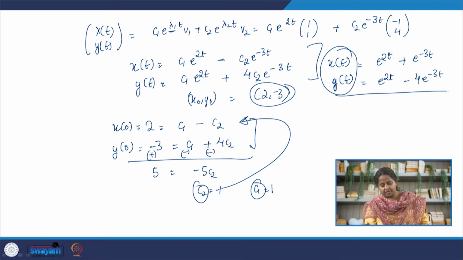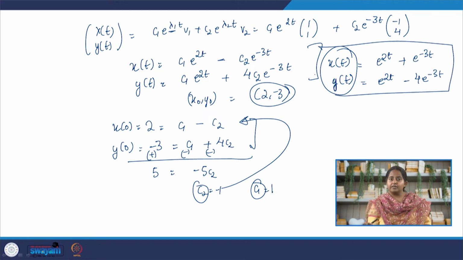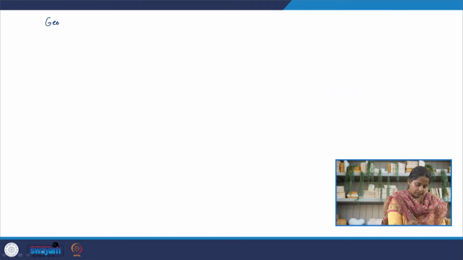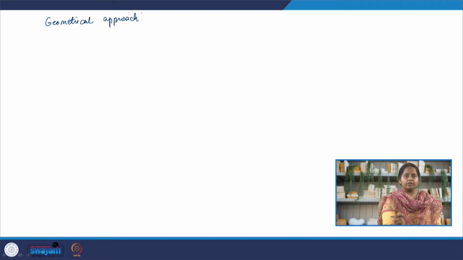But looking at this system, you cannot very clearly understand how the system is actually behaving. The clarity of understanding will be missing here unless you plot it using a software. The graphical approach, the geometrical approach will make it slightly easier for us. So let's use the graphical approach. So using the geometrical approach, we are going to make our phase portrait first.